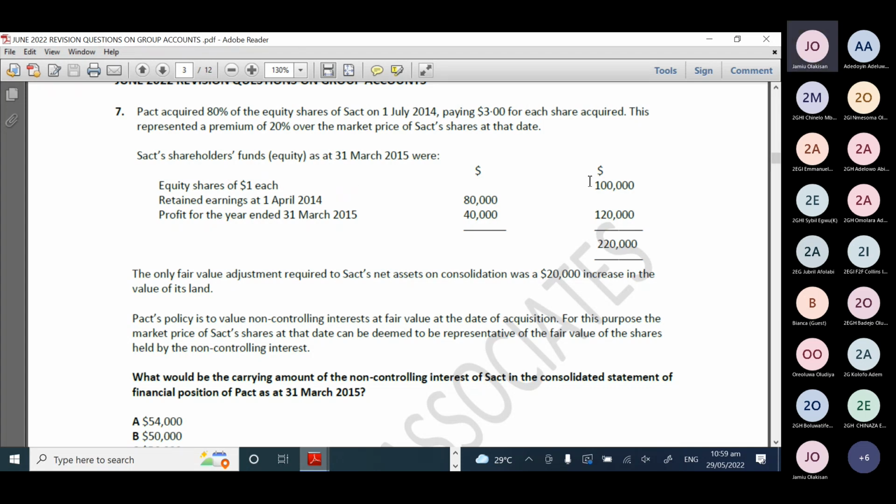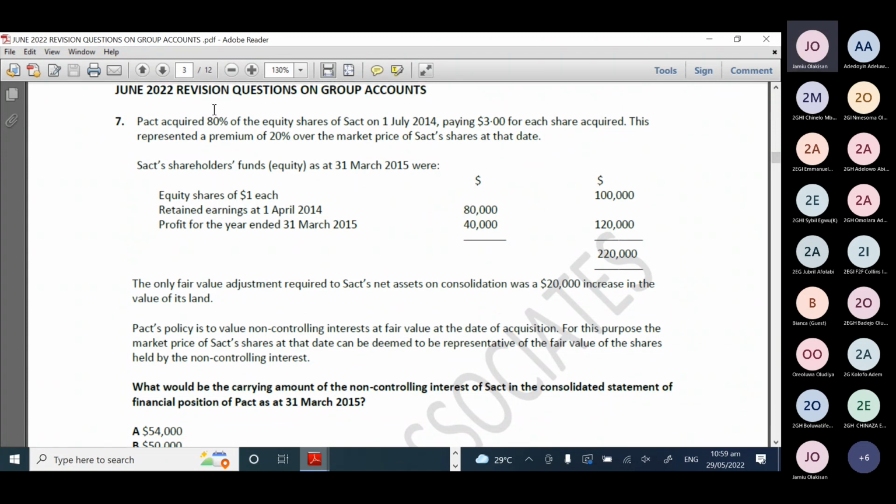So we'll take this $100,000, divide it by $1. That gives us 100,000 units. We are supposed to multiply that by 20%, just like we did in the other question, and multiply that by the market price of the subsidiary's share at the date of acquisition. But is that one given? Is that market price given? Can you see where it's given here?